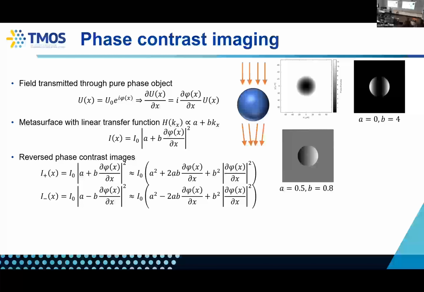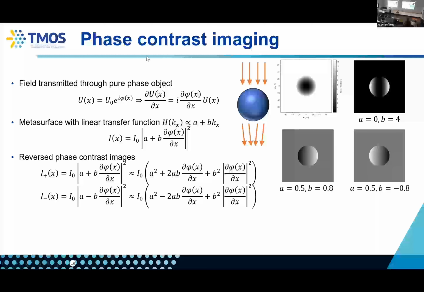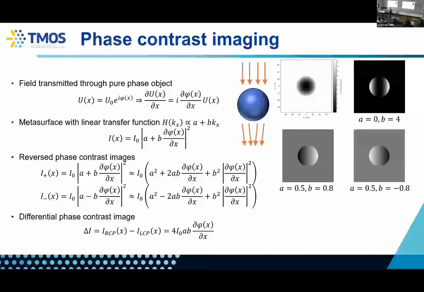Now imagine that you are somehow able to flip the contrast, which I've just been talking about. So we get two images somehow, and they've got that reverse contrast. This is what the intensities look like. If you subtract those two intensities, a lot of pesky higher order terms disappear, and you end up with a differential phase contrast image that is directly proportional to the phase gradient. That is a very important step in being able to quantify the resulting phase.